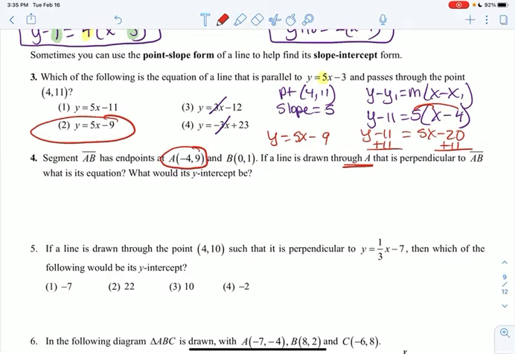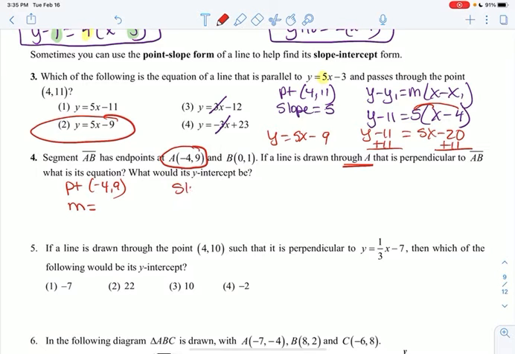All right, to write an equation, I need a point, which I have, point A, and I need a slope. The thing I don't have is a slope, but I know it's perpendicular to AB. So let's find the slope of AB. I'm going to do 1 minus 9. I subtract the y's. That goes on top. 0 minus negative 4. I subtract the x's. That goes on the bottom. So that gives me negative 8 over 4, which is negative 2. All right, that's the slope of AB.